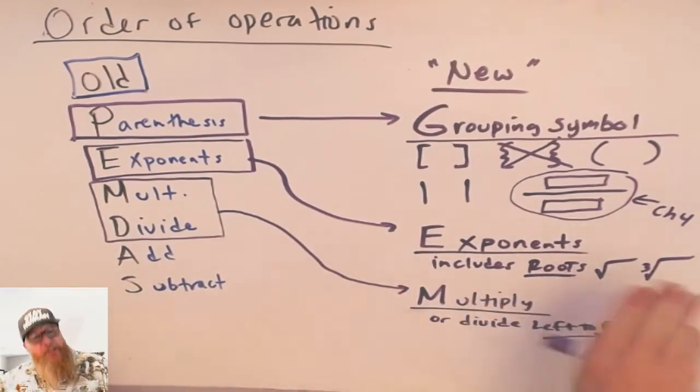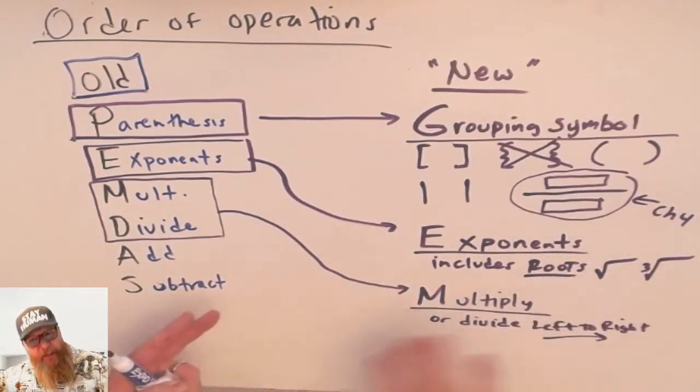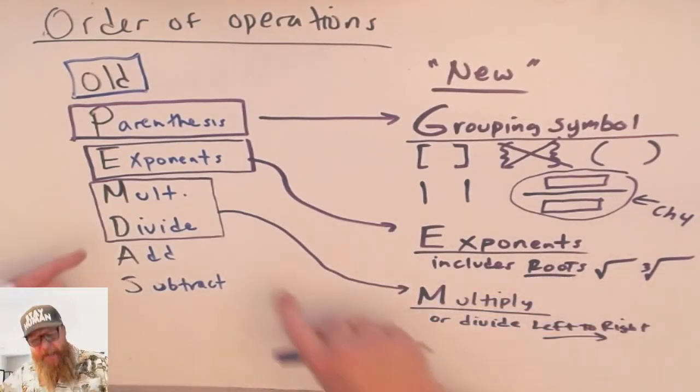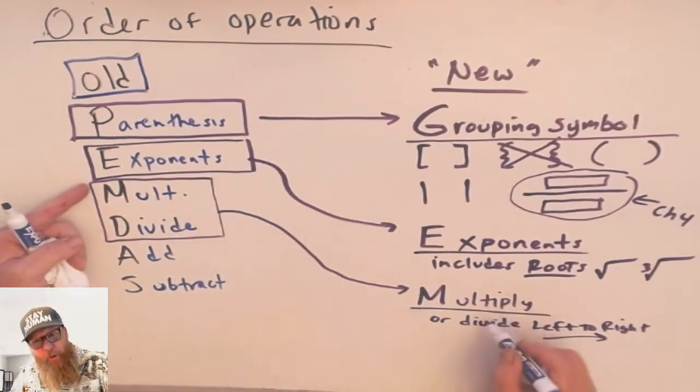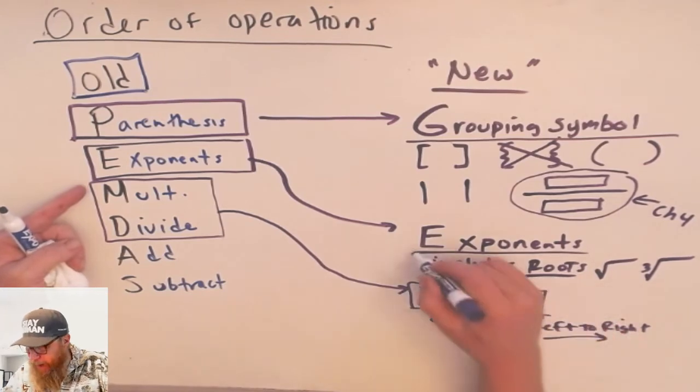So in other words, as you read the problem from left to right, you're going to do them as they appear from left to right. But remember, division follows the same rules as multiplication, so we might as well just call this multiplying.